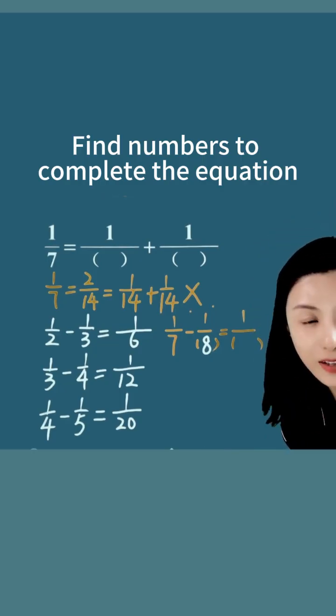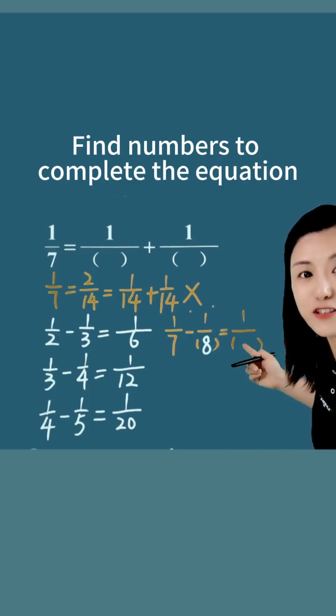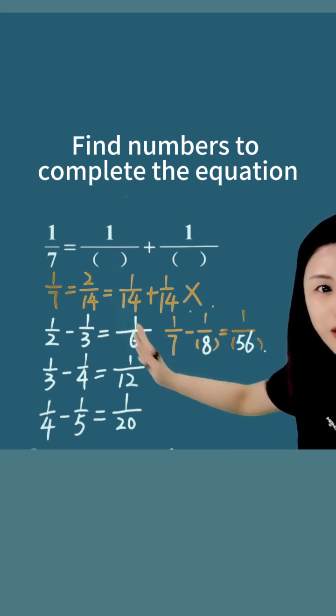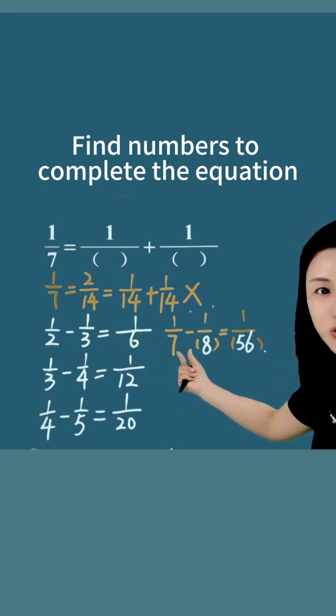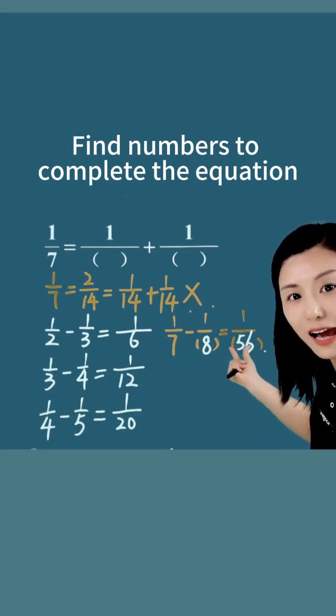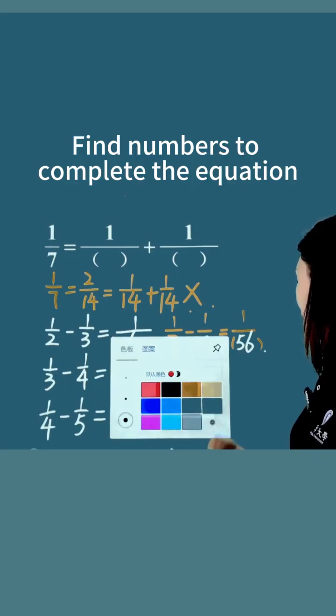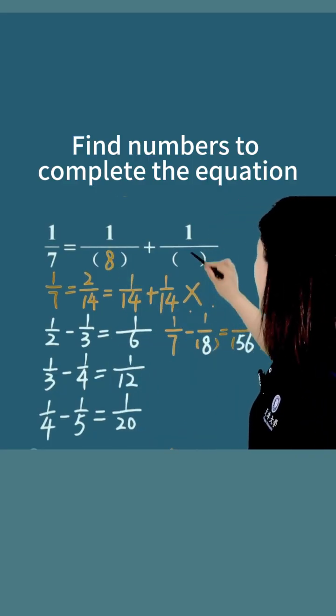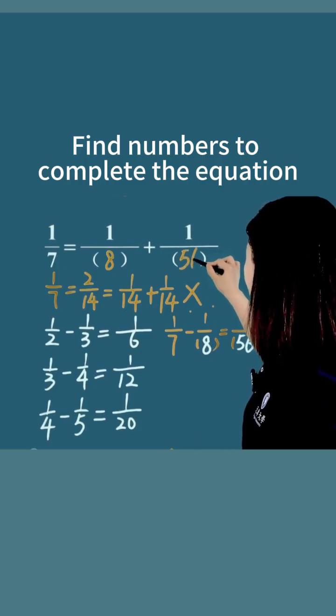What is 1/7 minus 1/8? 7 times 8 is 56, so that's 1/56. So what is 1/7 equal to? Isn't it the sum of two fractions, 1/8 and 1/56? Then, doesn't that make the original problem easy to solve? That's just 1/8 plus 1/56. Problem solved with ease.